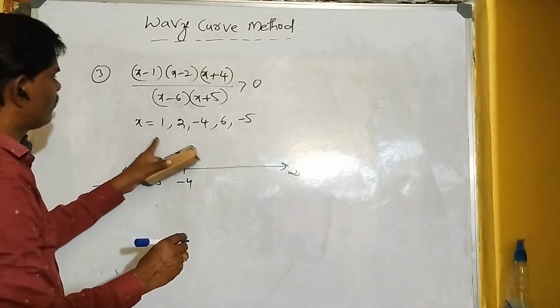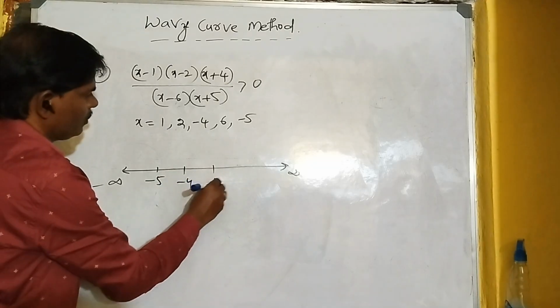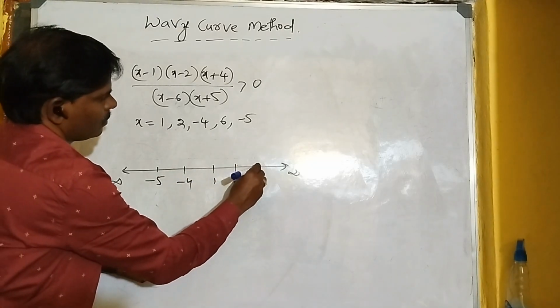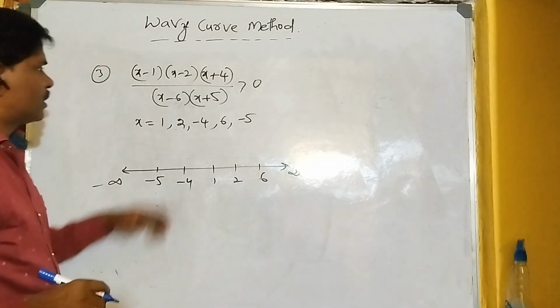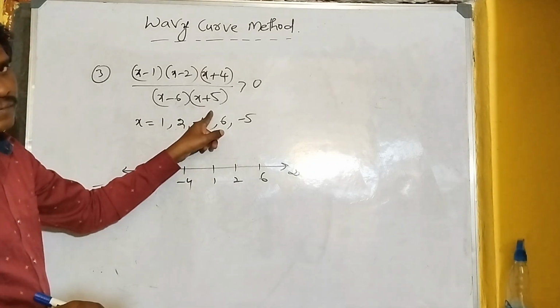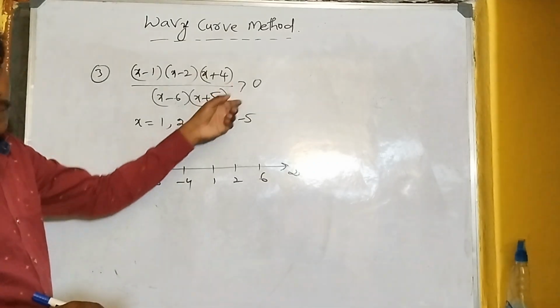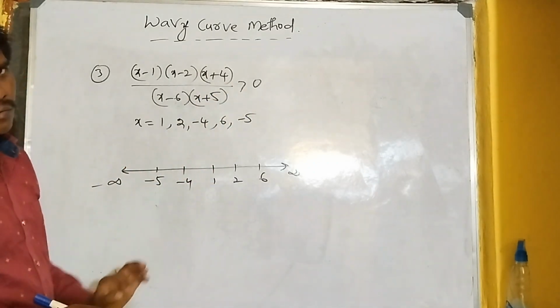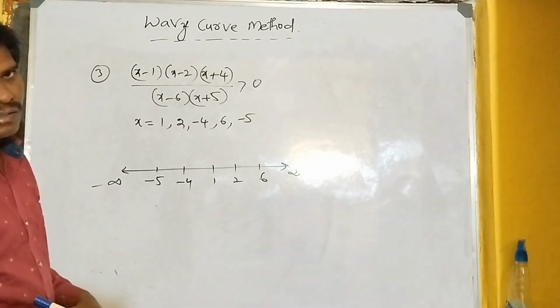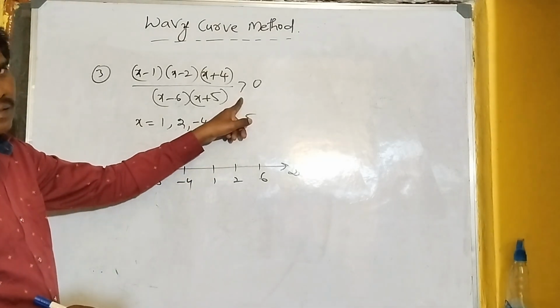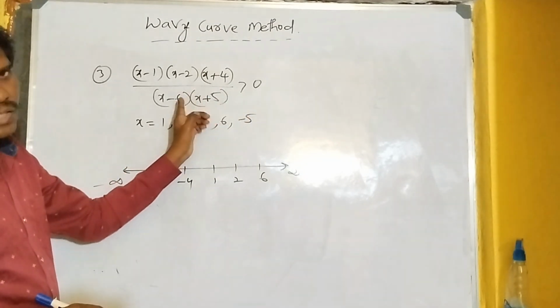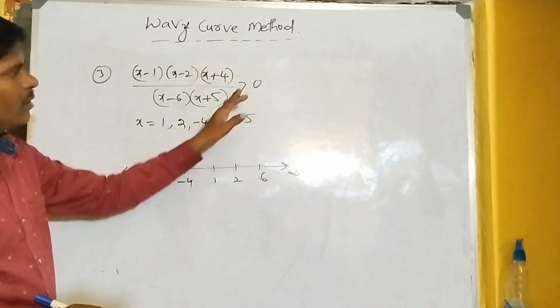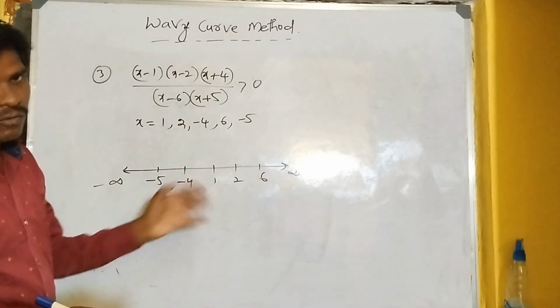Negative 4. Next, 1, 2 and 6. Okay, 1, 2, 6. What are the downsides? Downside is also an open interval only, greater than 0. Downside is also an open interval. Okay, greater than is also an open interval.